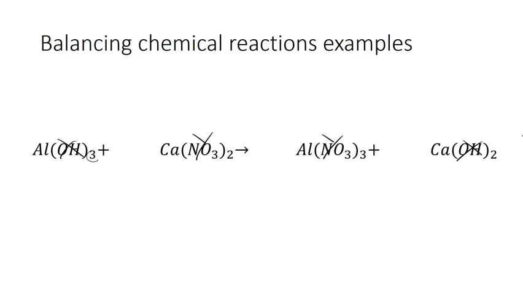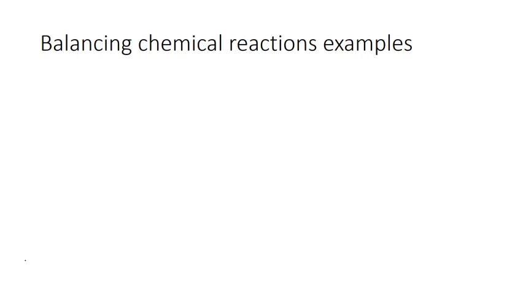So 3 and 2, those are both factors of 6, and to make 6 over here, we have 2 times 3, and over here, 3 times 2. Now we can balance out our aluminums, right? 2 aluminums on the left side, so we need 2 aluminums on the right side. And we have 3 calciums on the right side, so we need 3 calciums on the left side. We check our NO3. We have 3 times 2 is 6. 2 times 3 is 6. Great job.